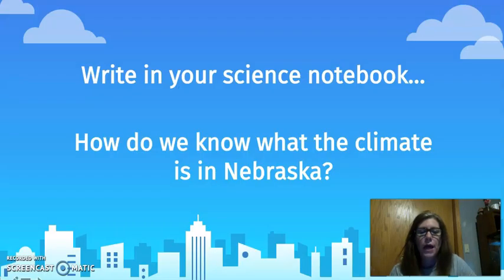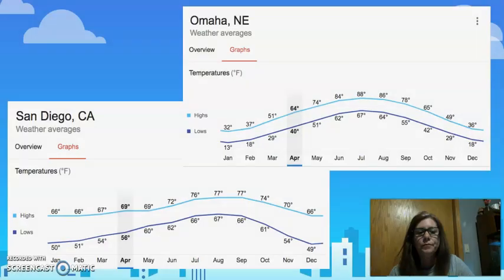So the question I had you answer was, how do we know what the climate is in Nebraska? I talked you through that a little bit when we talked about the pictures, but more so, how do the scientists figure out what the climate is for an area? So we did graphs with our sunrise and sunset, and now we're going to look at some graphs that the scientists can use that will show them what the weather patterns are in different areas, and from that they can decide or figure out what the climate is like.